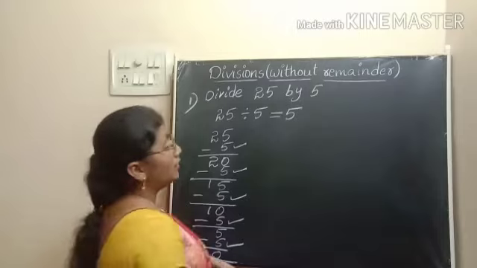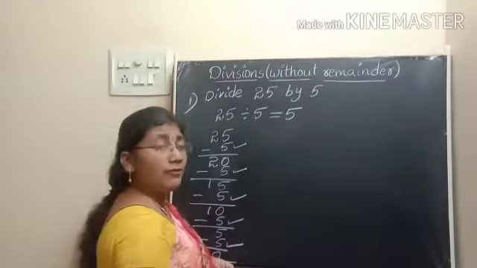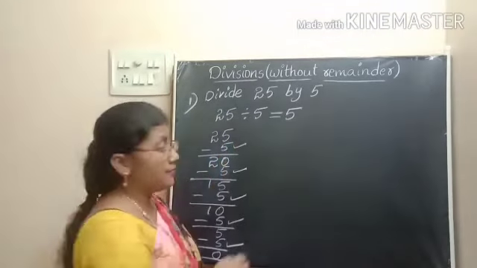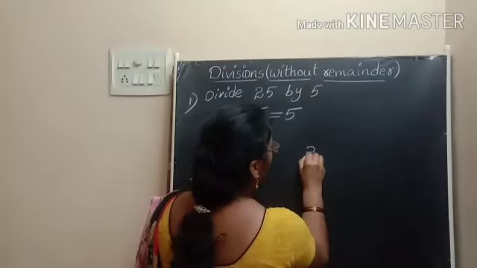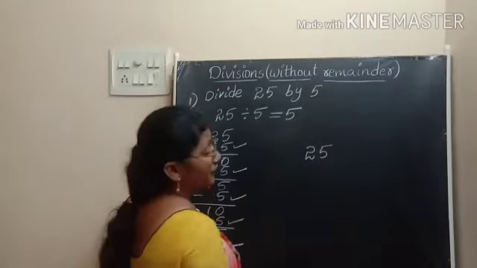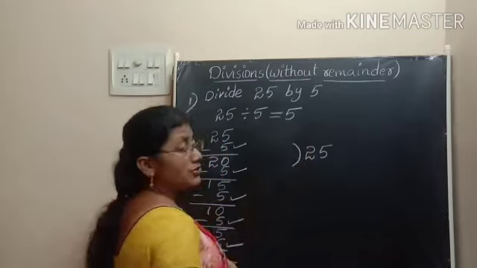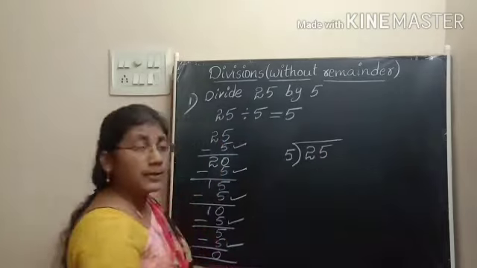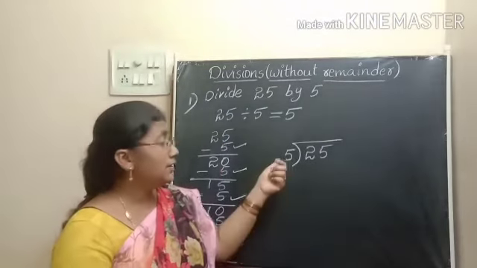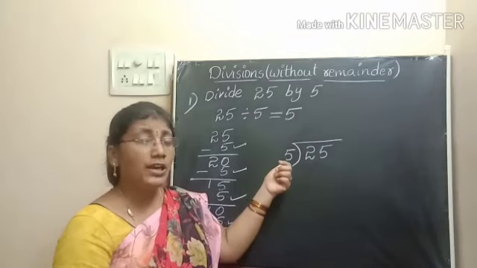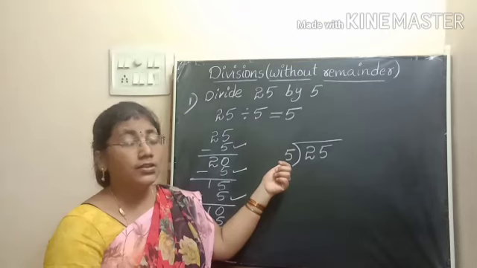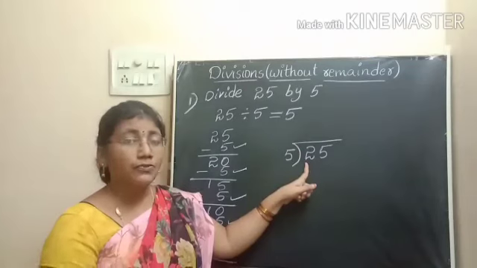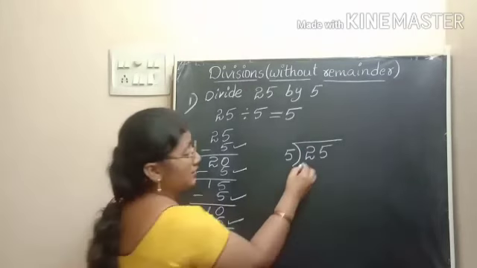Let us see. Here we have 25 divided by 5. Here 25 is the dividend, 5 is the divisor. Let us write these. 25, this is dividend. Now we have to take a left side bracket to write the divisor. Here 5 is the divisor. Now we have to use the 5 table. While doing division, we should start from the left side digit.